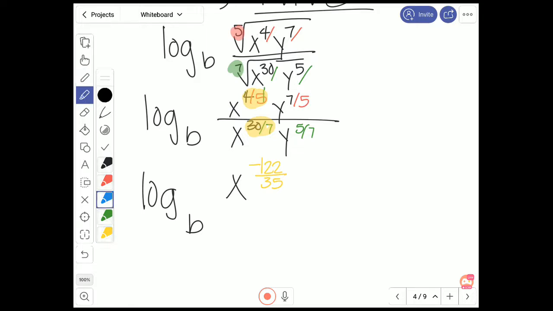So I'm going to subtract 7/5 minus 5/7, and that is going to give me y to the 24/35. So again, that's the answer that they are looking for. I believe, looking at your exact problem, that's answer choice B. But that's the answer that my math lab is looking for.